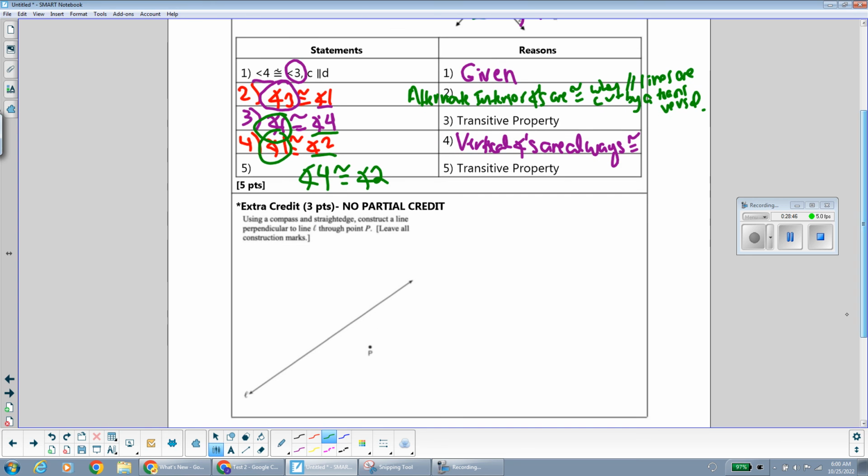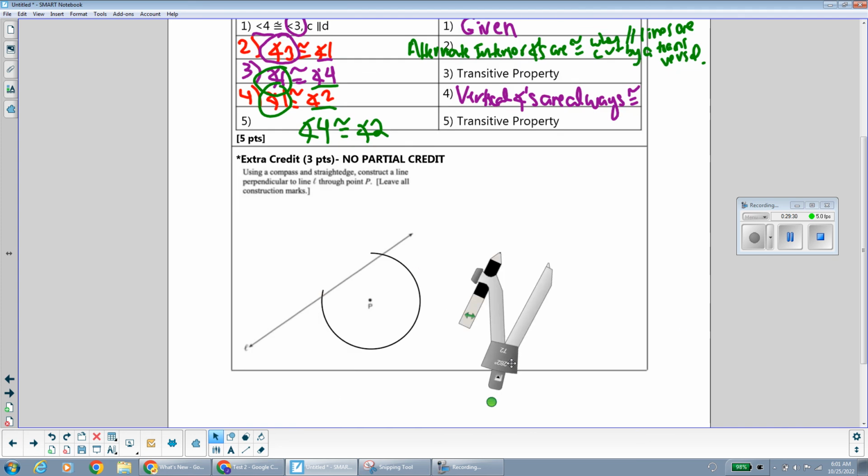Let me get my compass back. The extra credit is just a perpendicular line through point P that was in the constructions packet. A lot of people got the extra credit, which was very nice. I'm going to put my compass on point P. Sorry, it's difficult to adjust this on the computer. And the length I open the compass to doesn't matter. I just want to intersect the line in two spots. So here are my two intersection points of my first arc with the line.